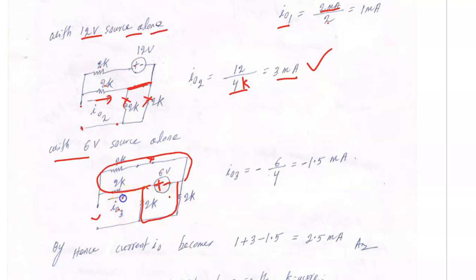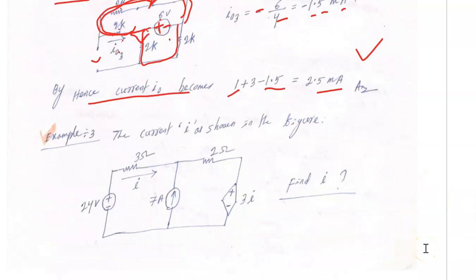So current will flow in this direction and this direction, but I0 has been marked in the opposite direction, that's why the negative sign. And this current will flow this way. So 6 upon 2 plus 2, 4, that is minus 1.5 milliampere. Now when all the sources are acting together, the current I0 will be the algebraic addition of all three I0s, that is all three currents.